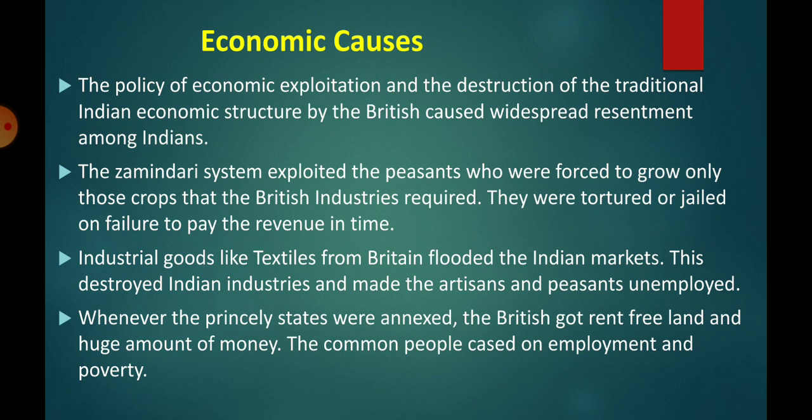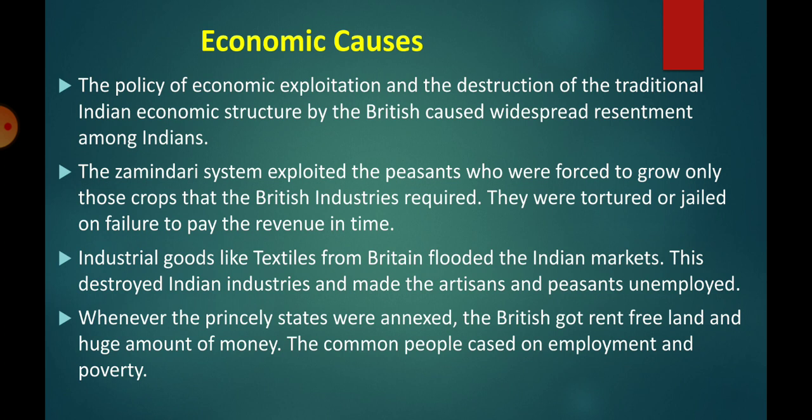In the previous class, we discussed the Jamindari system, in the previous chapter in history. Jamindari system, Ryotwari system, Mahalwari system. These are the systems to collect the land revenue, because land revenue is the main source. The Jamindari system exploited the peasants, who were forced to grow only those crops that the British industries required.